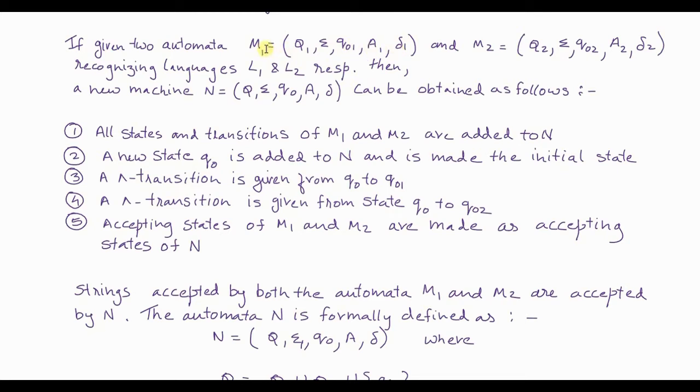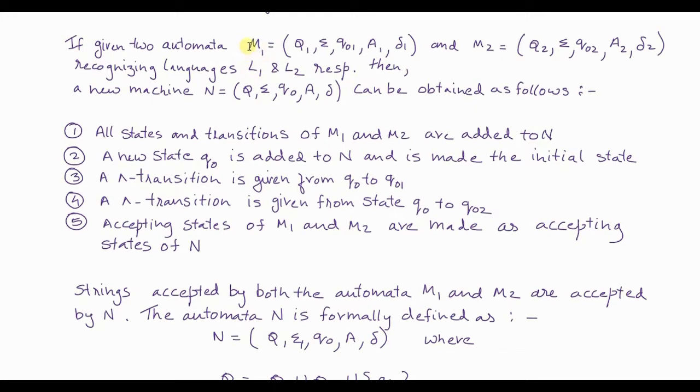So let capital M1 be the automata that recognizes language L1, which is given to us. It's a regular language, they have told us. So that means there has to be a finite automata that represents L1. So let M1 be that finite automata that recognizes language L1, which is regular.